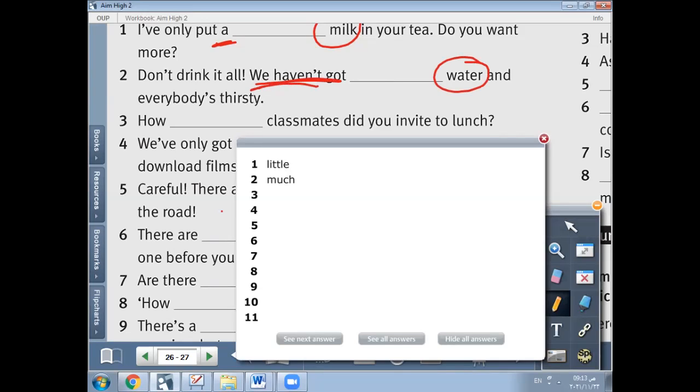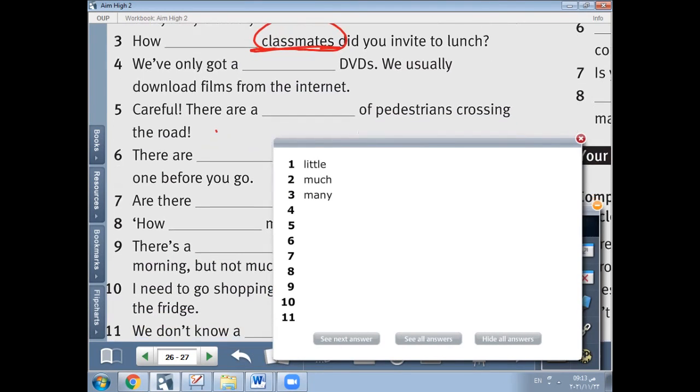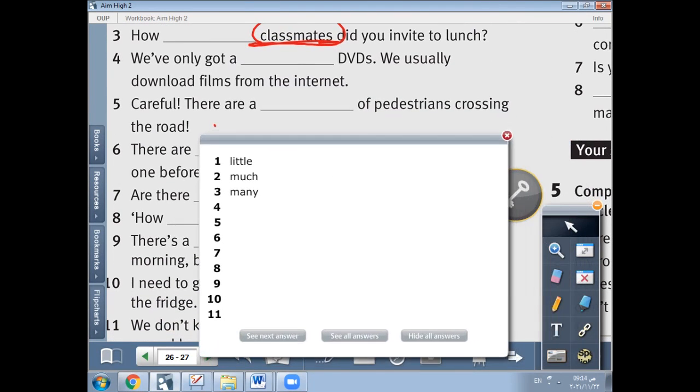Yalla, Zaid. Classmates. Classmates means fellow students. Is it countable or uncountable, Zaid? Yeah, good. How many classmates did you invite to lunch? The next, look at the board, all of you. Look at the board. The next.